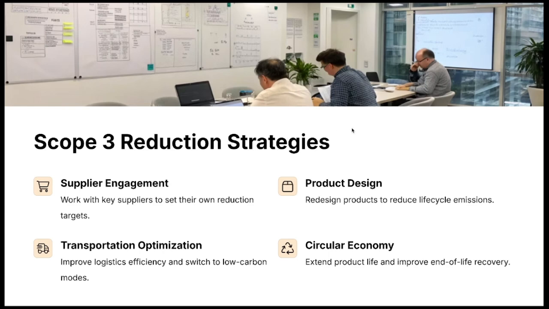For scope 3, there is supplier engagement that we already discussed. You need to work with key suppliers to set their own emission reduction targets and improve their processes. Also, you need to do product design. Redesigning the product to use fewer materials, more sustainable inputs, or lower energy manufacturing processes can also significantly reduce life cycle emissions from production through use and disposal. Third is transportation optimization, improving logistics like consolidating shipping, shortening supply chains, and switching to low carbon transportation modes.